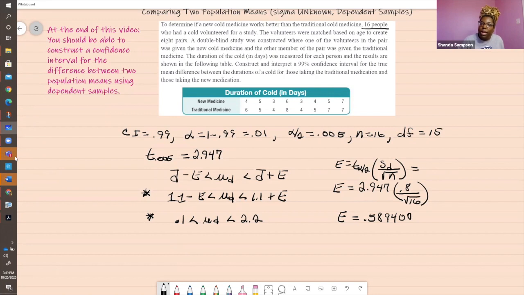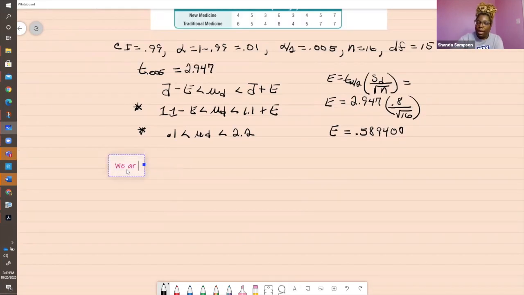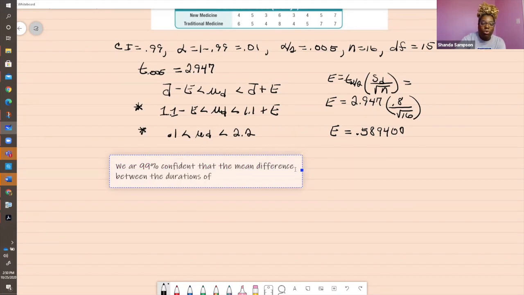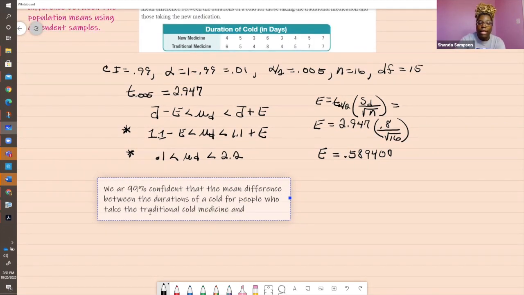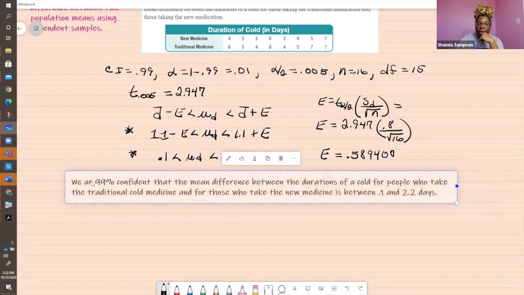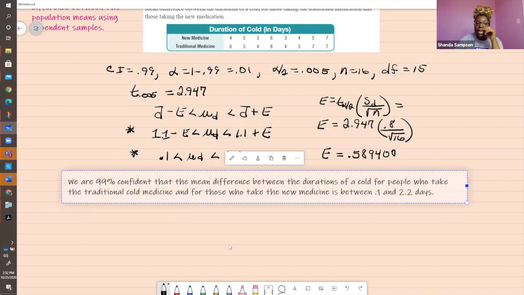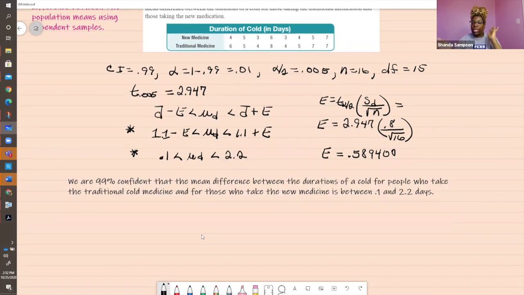And now we want to interpret the confidence interval for the difference. Well, the thing about this one, 0 isn't included. We're just going to go ahead and type it up, right? We are 99% confident that, and you must say the mean difference, because that's what we're talking about now, between the duration of a cold for people who take the traditional cold medicine and for those who take the new medicine is between 0.1 and 2.2 days.